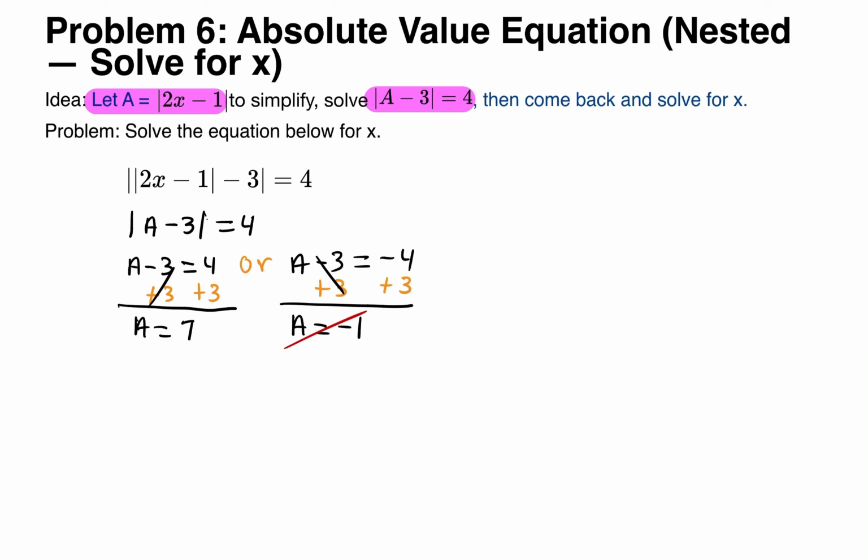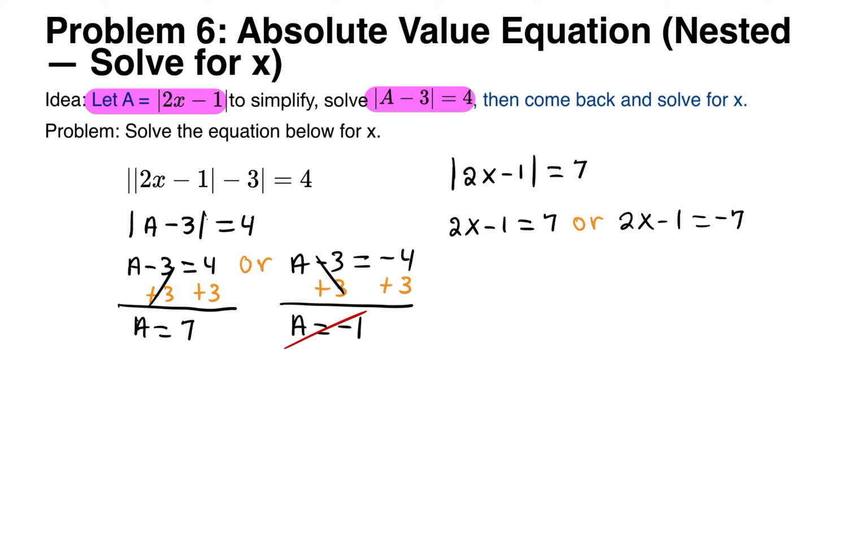Now we can solve the absolute value of 2x minus 1 equals 7. So I'll just rewrite that over here. The absolute value of 2x minus 1 equals 7. And this also gives us two cases. So I will go ahead and rewrite it. 2x minus 1 equals 7, or 2x minus 1 equals negative 7.